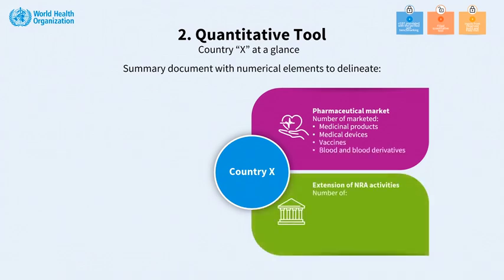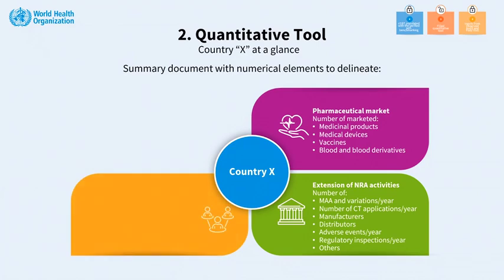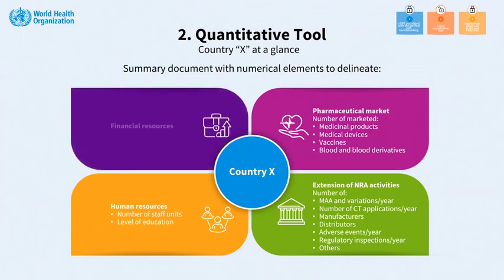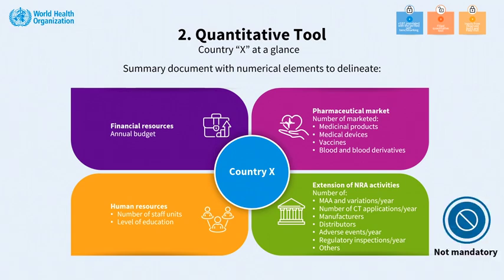With regards to the extension of NRA activities, it covers details like the number of marketing authorization applications and variations, clinical trial applications, number of manufacturers, distributors, adverse events, regulatory inspections, and other relevant factors. In terms of human resources, the document provides insights into the number of staff units and their level of education. Moreover, it includes information on the financial resources, such as the annual budget allocated for regulatory activities. It is important to note that the quantitative tool is not mandatory.